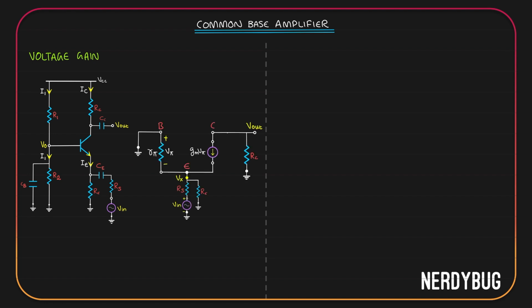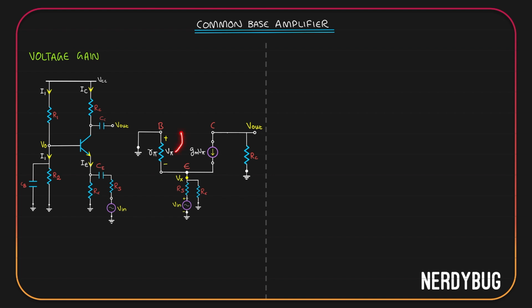Since the bypass capacitor will short R1 and R2, base will be directly connected to the ground. Both the coupling capacitors are also shorted. So at the emitter, we'll have RS in series with the input. There is RE in parallel to it. Now I have marked the point over here as X. So the potential there is Vx.